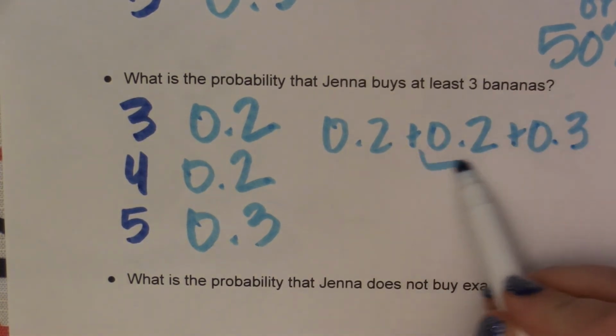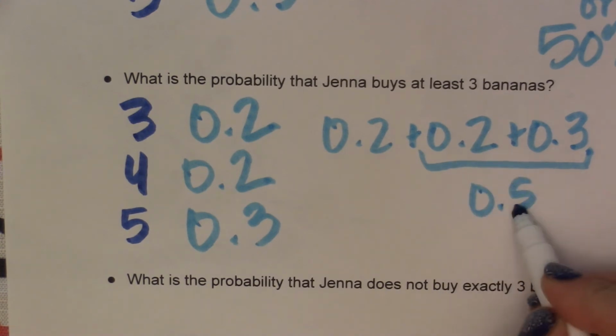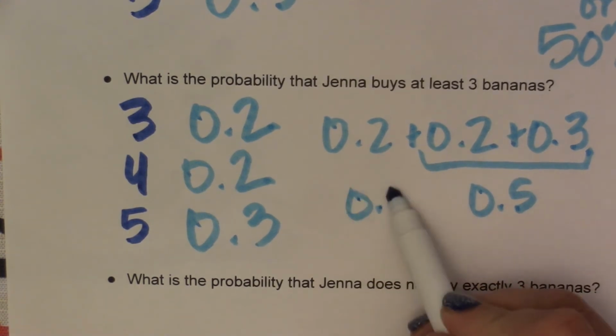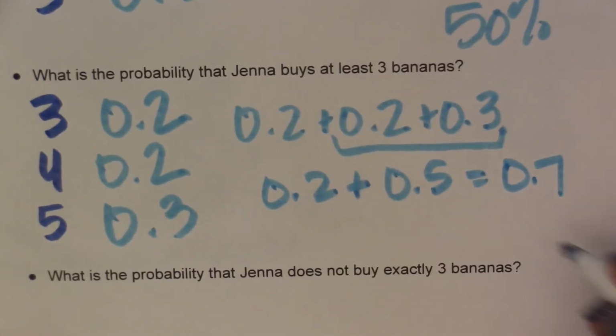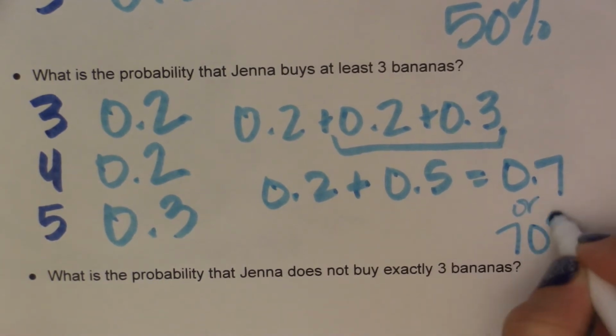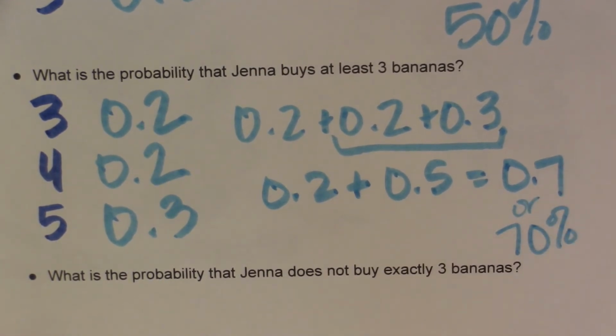All right, so there's my 0.5 that we found in the previous problem. So we're going to add to it the 0.2. So we get a total of 0.7, which would be 70%.